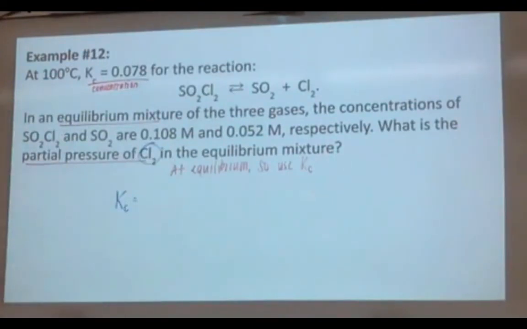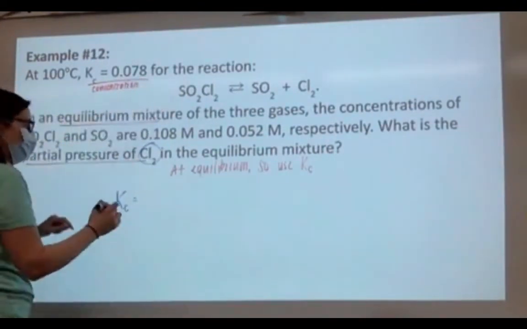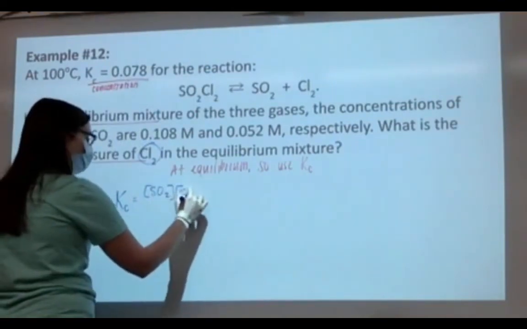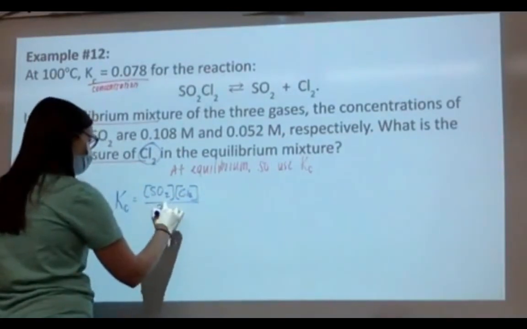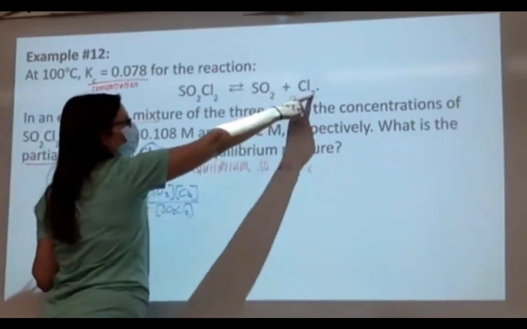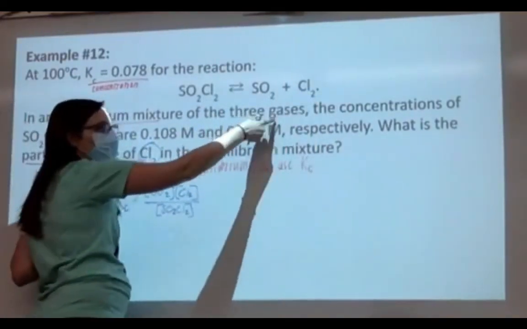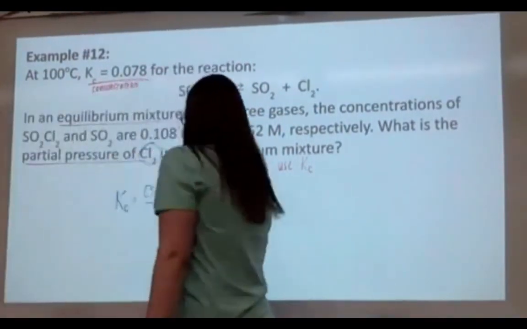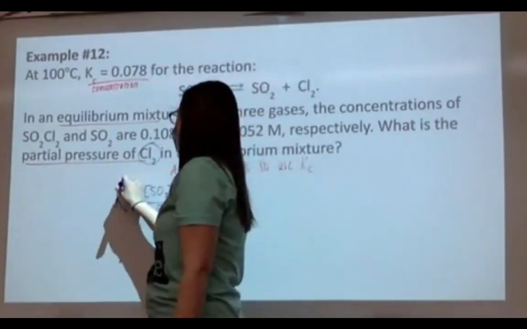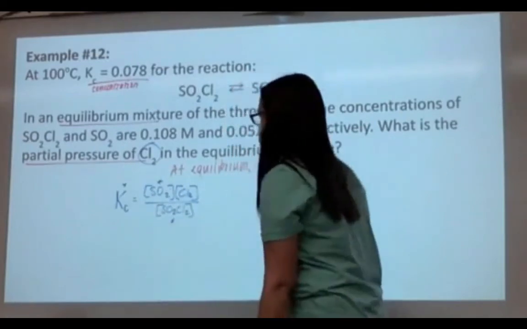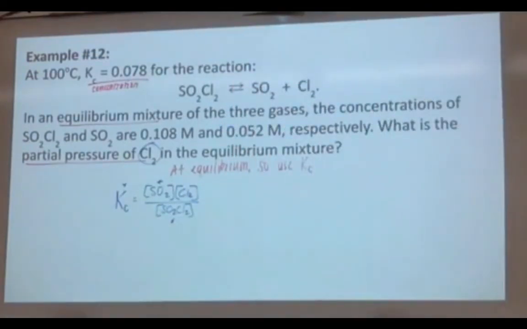If I write my Kc expression based on the equation that they gave us, it's the concentration of SO2 times the concentration of Cl2 over the concentration of SO2Cl2. I know that they didn't give us the states of matter here, but they said it's a mixture of 3 gases. So it can be plugged in. So if we look at this, we're given Kc, we're given the concentration of SO2Cl2, we're given the concentration of SO2. So we can start by solving for the concentration of Cl2.